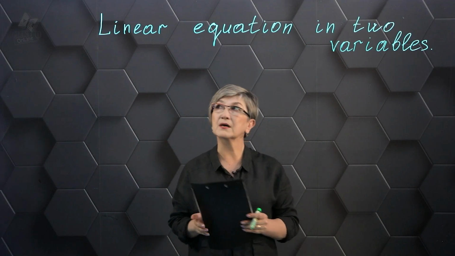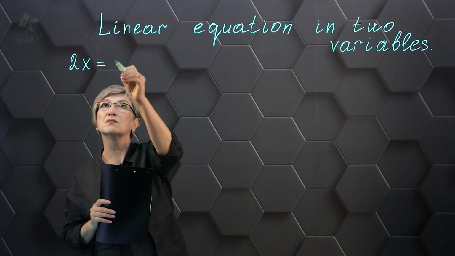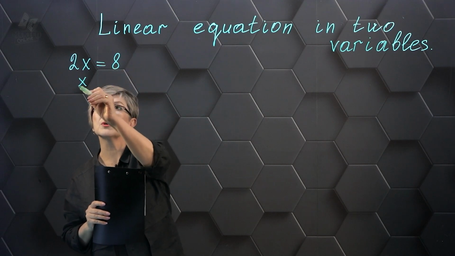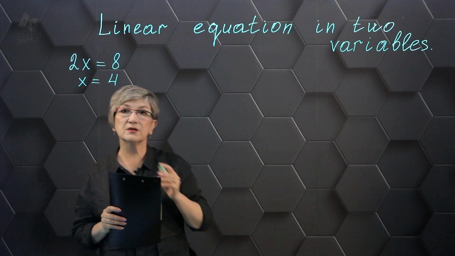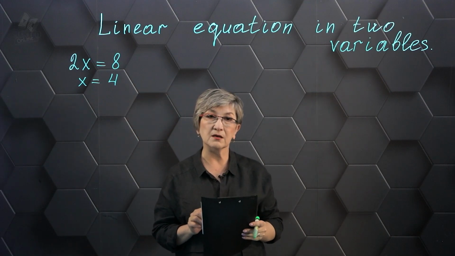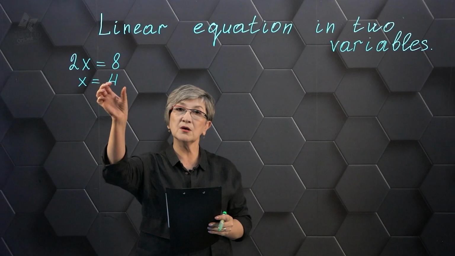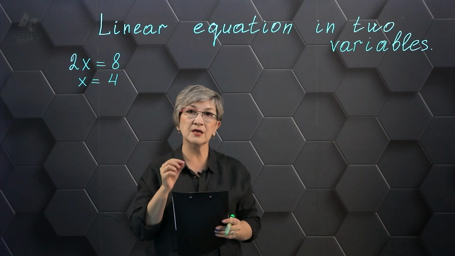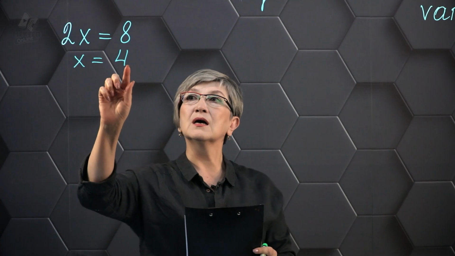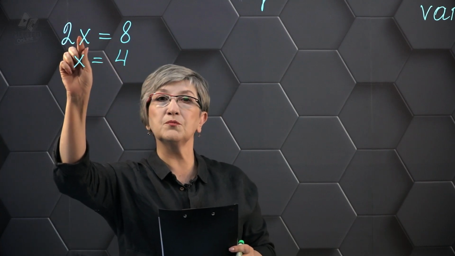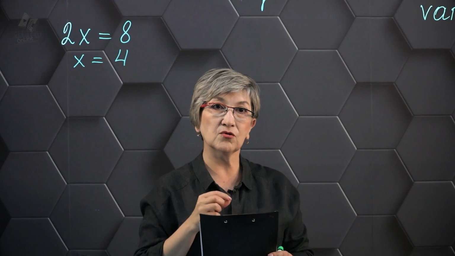For example, if we see the equation 2x equals 8, then we know that x will be equal to 4. And 4 will be the root of the equation. What is the root of an equation? The fact is that the root of an equation or the solution of an equation is called such a value of the variable, which, when substituted into the original equation, gives a true numerical equality.